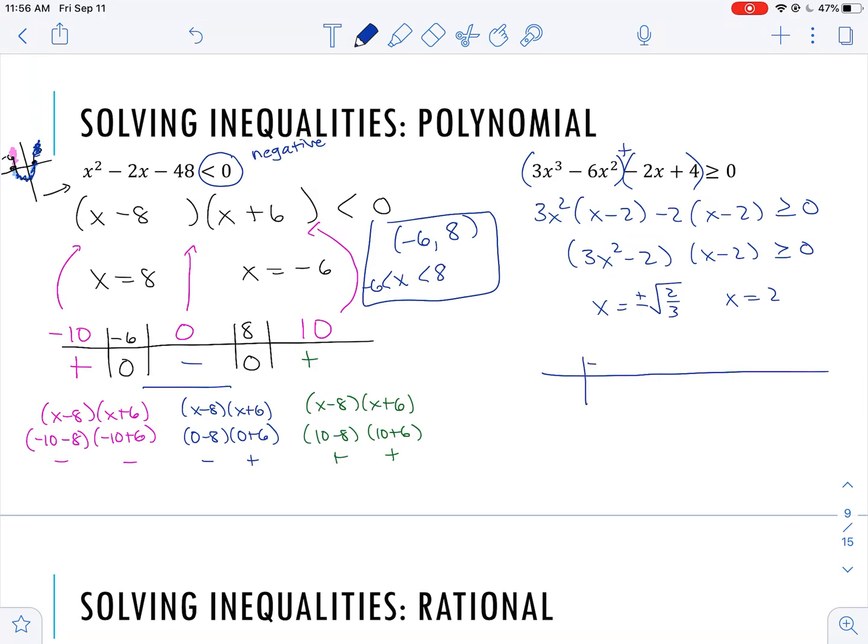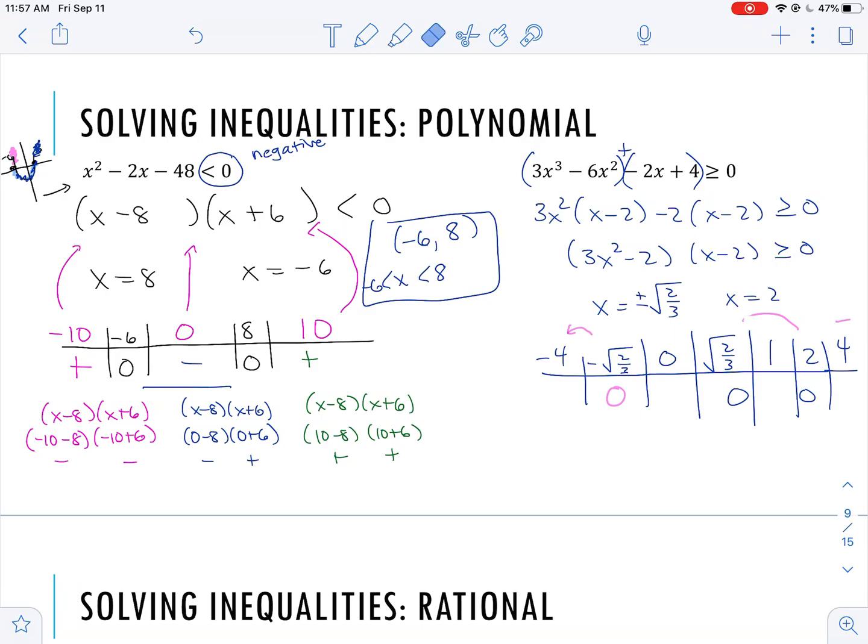So the smallest value is going to be negative square root of 2/3. And then I'm going to use 0 as a test point, and then the positive square root of 2/3. And then I'm going to use 1, and I'm going to use 4, and I'm going to use -4. So I know that it's exactly 0 at negative square root 2/3, positive square root 2/3, and at 2. So those are all zeros, and then these are my test points. So I want to test something on the left of negative square root of 2/3, in between negative square root of 2/3 and positive square root of 2/3, in between the square root of 2/3 and 2, and then after 2.